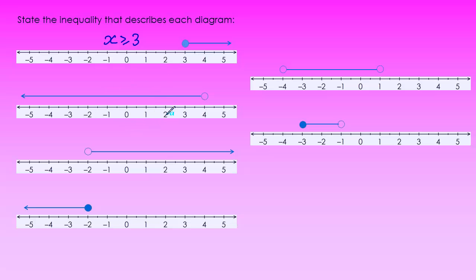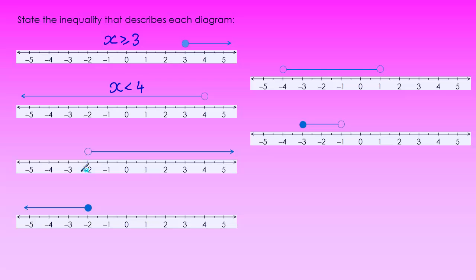If we look at the second example where the circle is blank, note it's at 4, and the arrow extends off to the left. So it extends off towards the numbers which are smaller than 4. This one is written x is less than 4. Strictly less than, not less than or equal to, because the circle is blank.